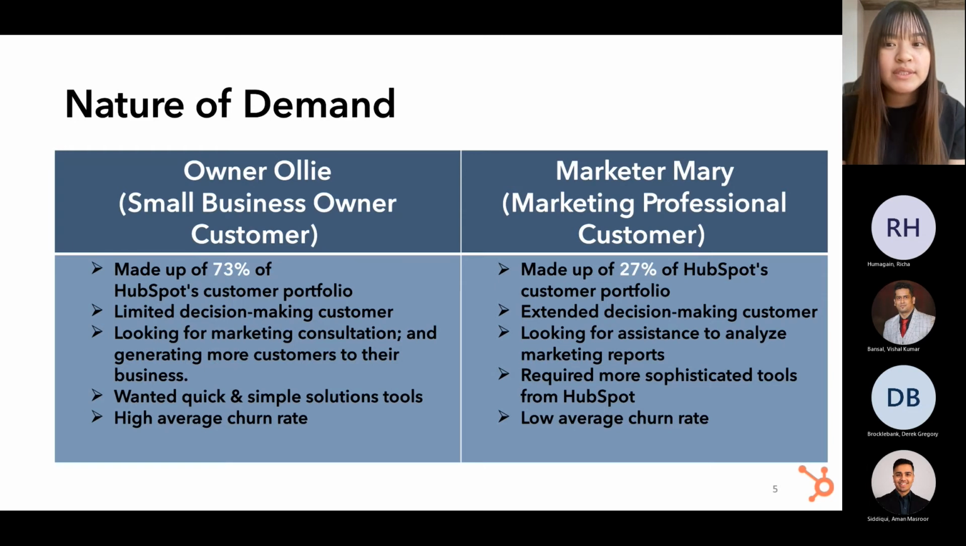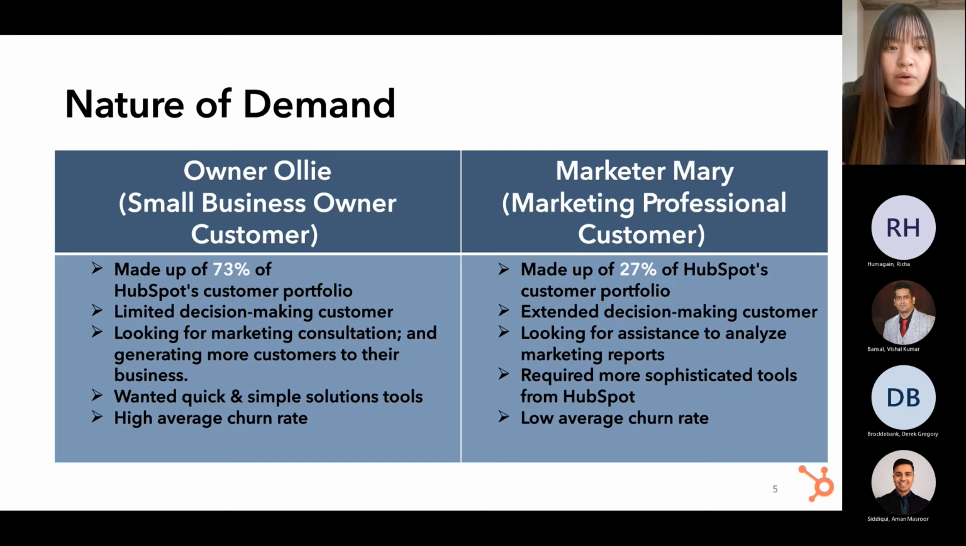HubSpot's customers are divided into two general types, and each is distinct from the other. The large client base for HubSpot is small business owner customers, which is owner only. We consider owner only a limited decision-making customer because they are easy to acquire and they make the decision on the HubSpot service quickly.